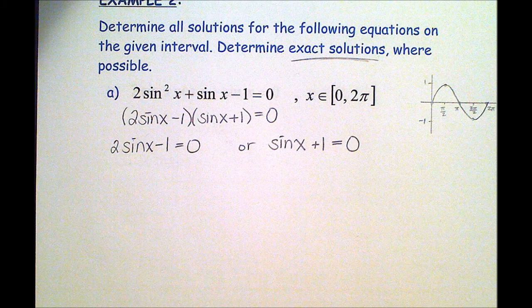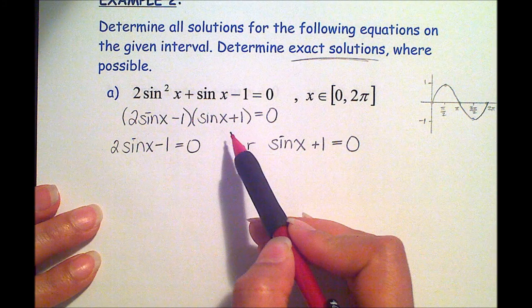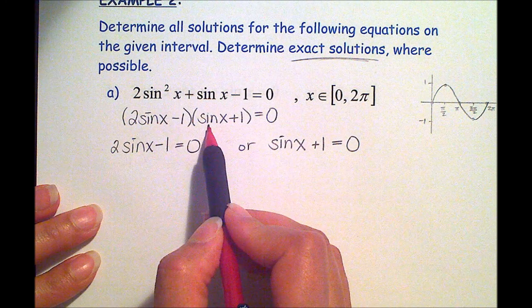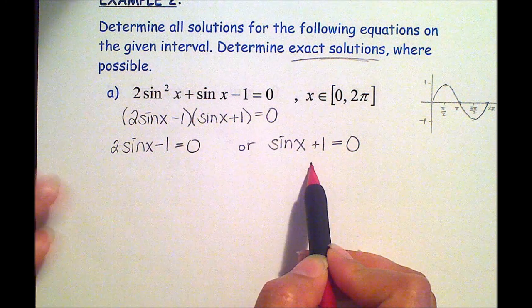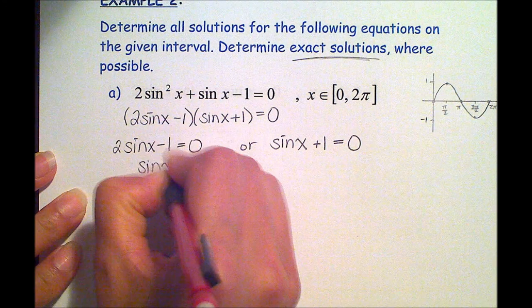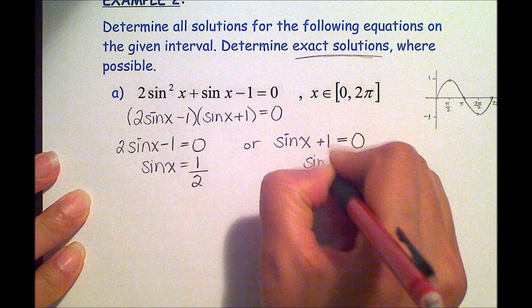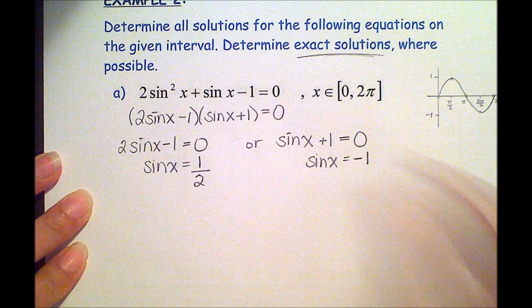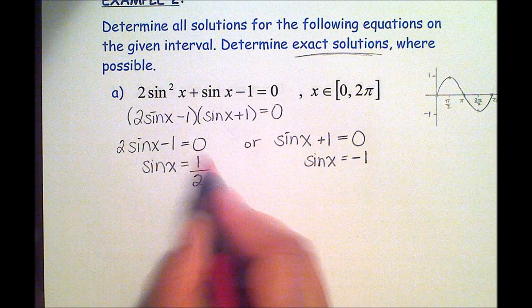And so I have 2 sine x minus 1 times sine x plus 1 equals 0. This means I have two factors and the result is 0. So either the first factor is equal to 0 or the second factor is equal to 0. If I simplify this, I get sine x equals 1/2 or sine x equals -1.